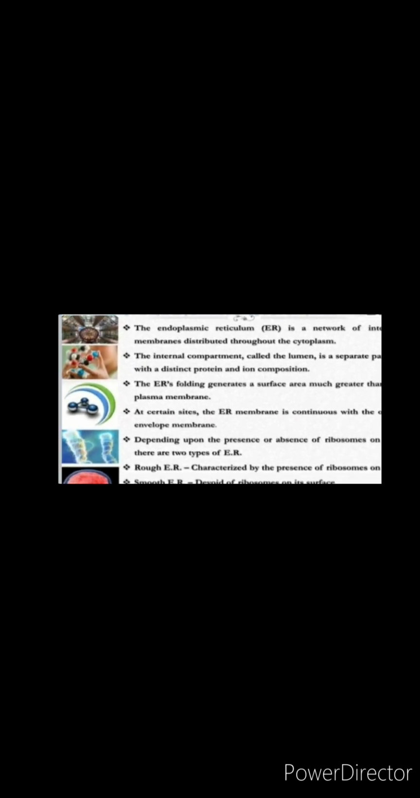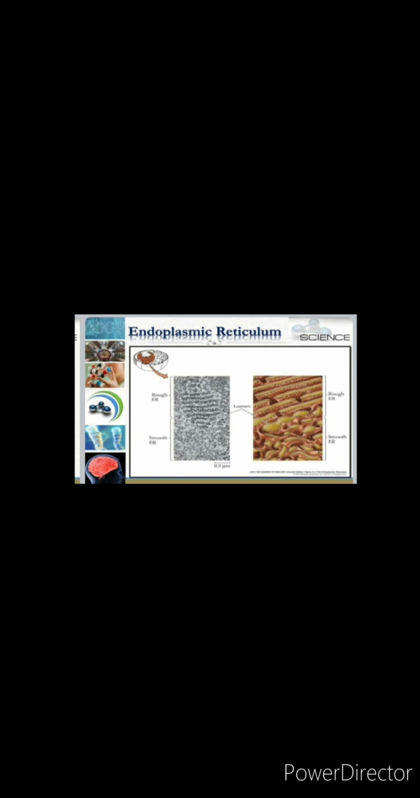So let's see about the endoplasmic reticulum, called ER in short form. The endoplasmic reticulum is nearby the nuclear membrane, and it arises from the nuclear membrane. There are rough endoplasmic reticulum and smooth endoplasmic reticulum. If the endoplasmic reticulum contains ribosomes on its surface, it is called rough endoplasmic reticulum, and if not, then it is called smooth endoplasmic reticulum.